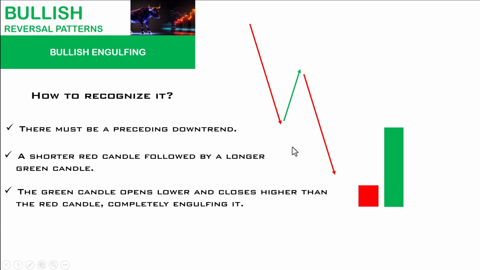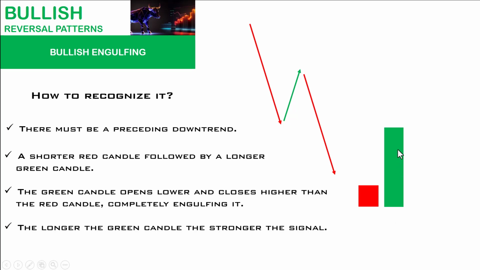And if you want to know that this signal is stronger, the longer the green candle, the stronger the signal. If you want to check that it is a valid and confirmed signal, this green candle must be longer than the previous 10 candles. I'm just adding this one, it's not in the original. By that you will know that this thing is very real. That means the bulls are in it.